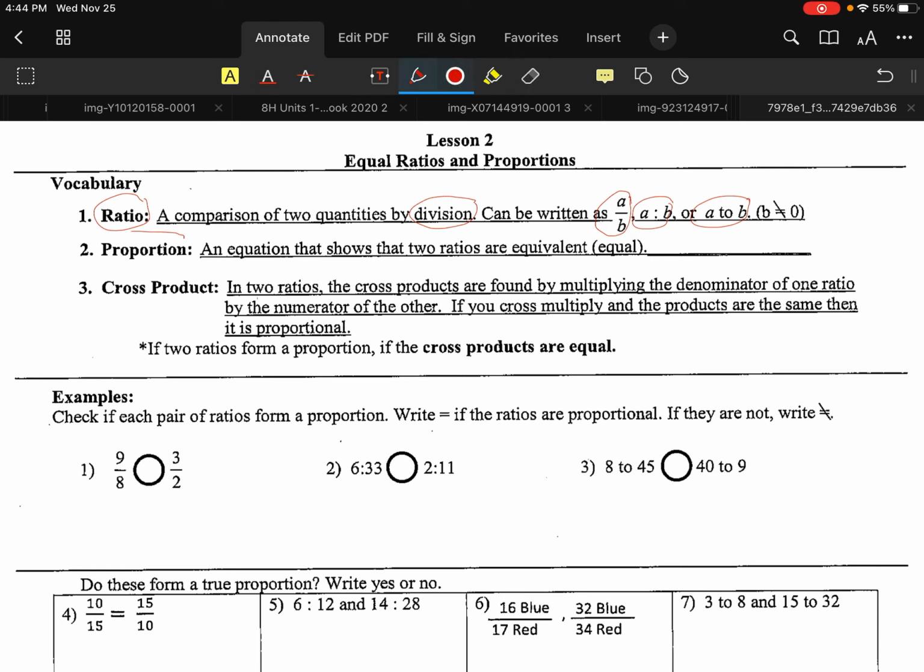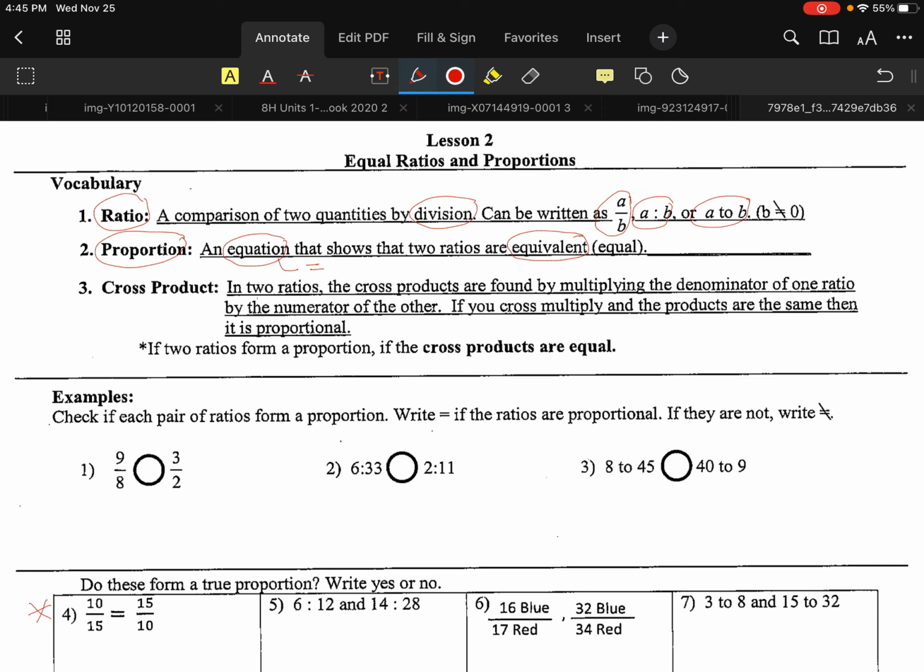A proportion, which we'll be getting to today, is an equation. Equations have equal signs. We know that from chapter 4. An equation shows that the two ratios are equal or equivalent or the same. So if you take a look at problem number 4, that's where we're heading today. 10 over 15 equals 15 over 10. That is a proportion. It's an equation showing whether two ratios are equal or equivalent.